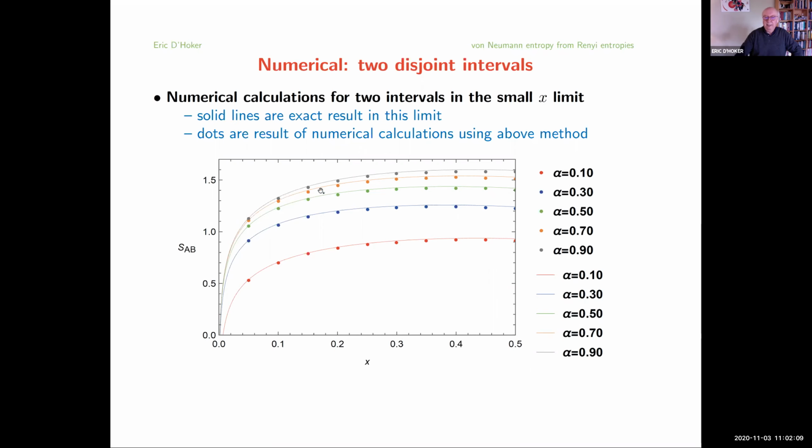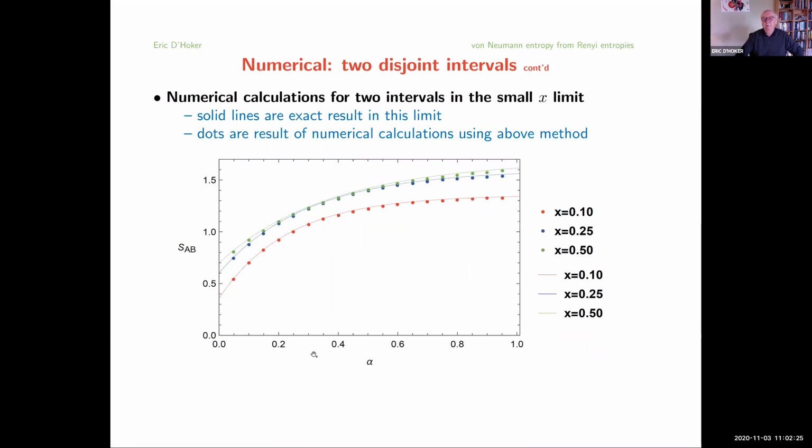The solid lines are given by this exact result, and the dots are given by our numerical evaluation. So that works pretty well. On the next plot, we've done the other way around. We plot S versus alpha for different values of x. So x is reasonably small. And again, you see that this gives satisfactory results.